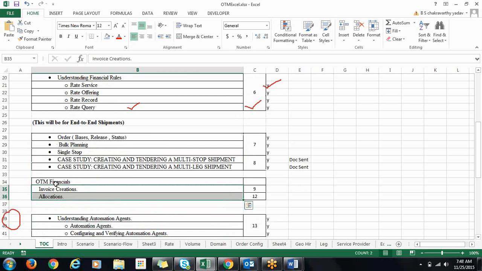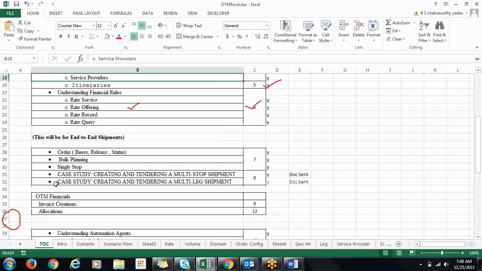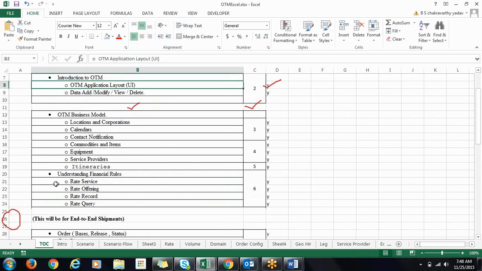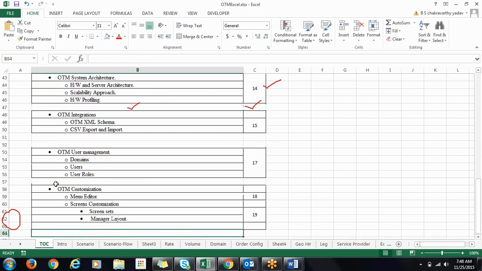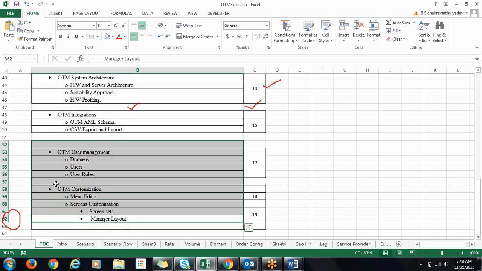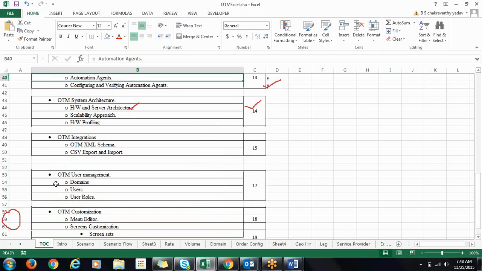In fact, this particular Excel sheet has some more than what has been published, so it needs to go through an update in terms of the content. For example, in that you will not find menu editors, user roles, screen customization, manager layouts. Those things are not there, so that would get updated. Those things are also part of this segment of what we deal with.